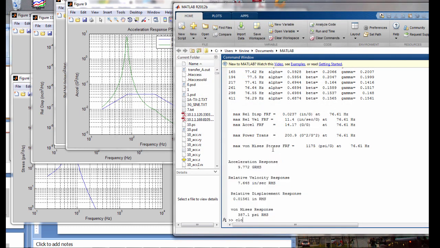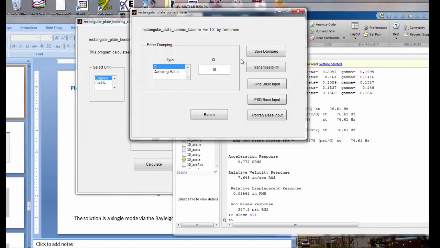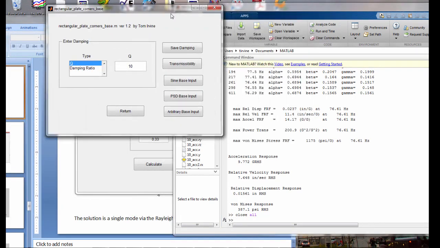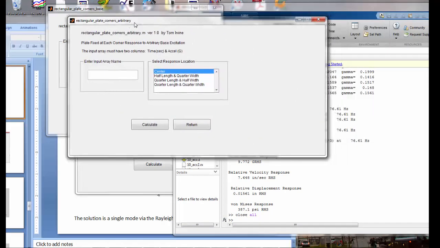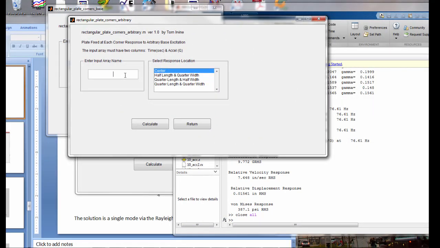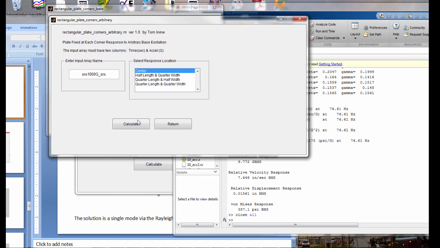Okay, I'm just going to close all and close out of those plots. And the other thing we're going to do here is put in our synthesized shock time history. That's an arbitrary pulse. So our input array here is SRS 1000G underscore SRS. Let's look at the center of the plate response.